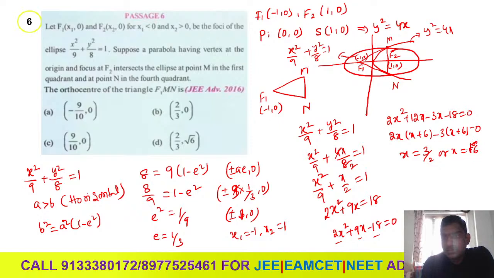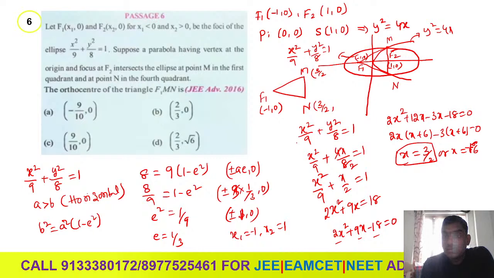X is equal to minus 6, sorry. So x is equal to 3 by 2 or x is equal to minus 6. X is equal to minus 6 means it is in the third quadrant, but here it is not in the third quadrant. X value is in the first quadrant and fourth quadrant. So x is equal to 3 by 2 is the final value. So the x coordinate of M is 3 by 2 and x coordinate of N is also 3 by 2.